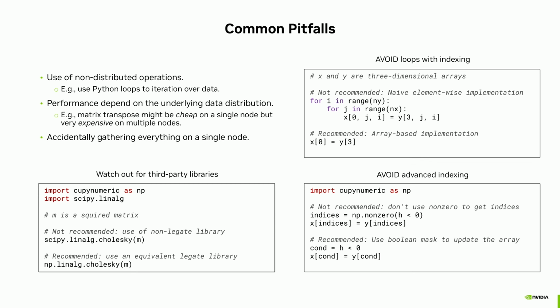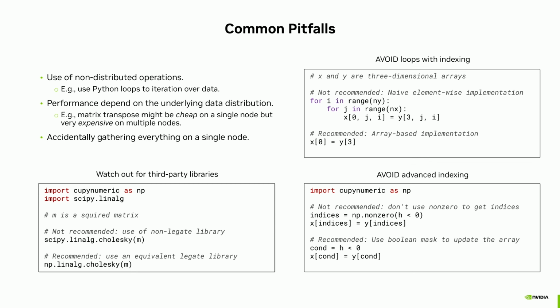One example here is from CuPyNumeric: avoid loops with indexing. If you're a Python programmer using NumPy, you will know this. If you have an array, you shouldn't use Python loops to iterate through that array. You should use NumPy operations, and the same goes for CuPyNumeric. In this case, instead of extracting part of y and moving it into x, we can use NumPy's slicing semantics to get a single array operation, and that means CuPyNumeric will know how to do that operation in one go.